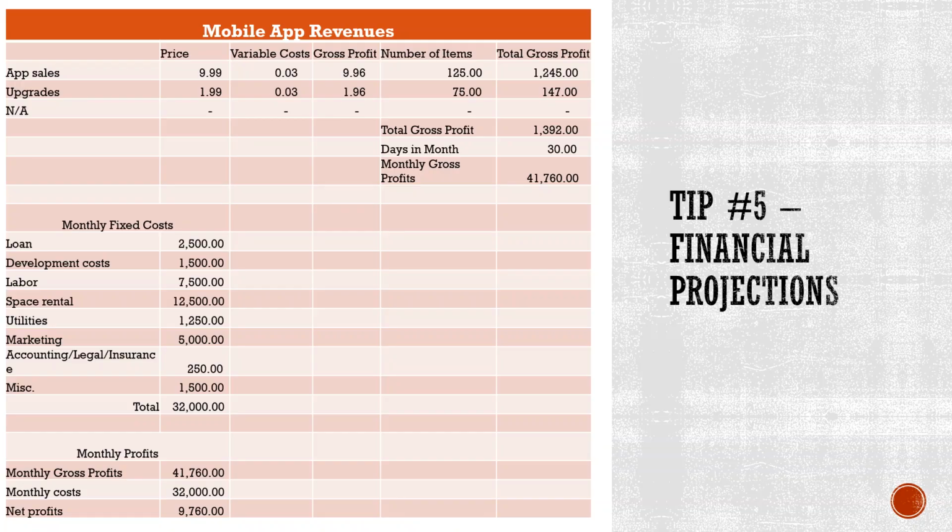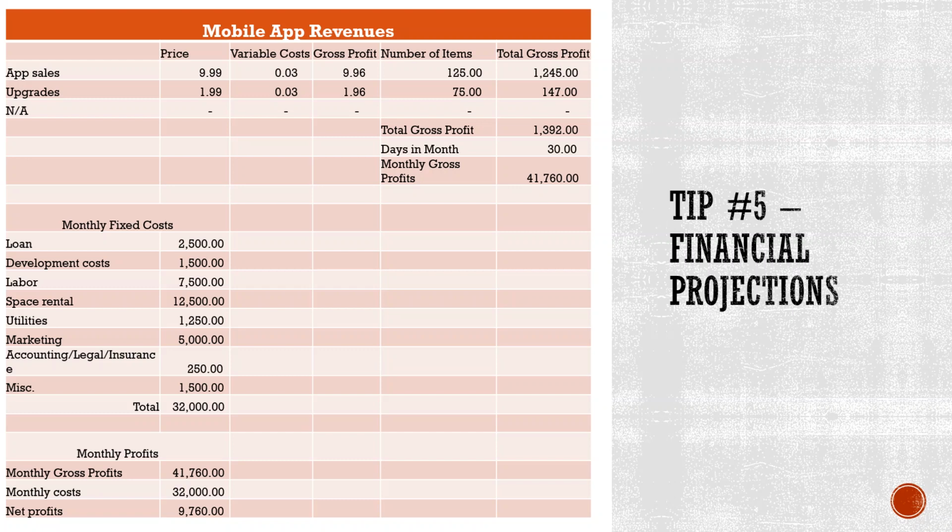All right. Tip number 5, financial projections. How are you going to make a little bit of money? That's what we're talking about here. So mobile app revenues, here is a nice little, very rudimentary, very basic revenue, profit and loss statement. However, it's incredibly efficient to help you best understand your price points and your fixed costs and how they're going to interact.